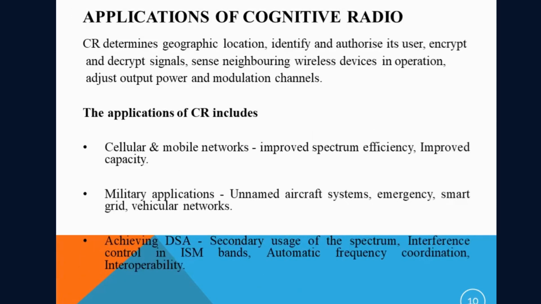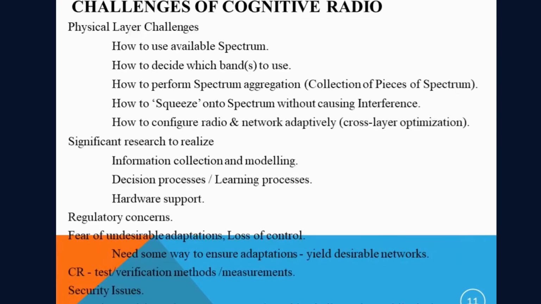Coming into the applications of cognitive radio, it helps in determining geographic location, identifying and authorizing its user, encrypting and decrypting signals, sensing the neighboring wireless devices, adjusting the output power and modulation channels. The other applications of cognitive radio includes cellular and mobile networks, military applications, and achieving dynamic spectrum access.